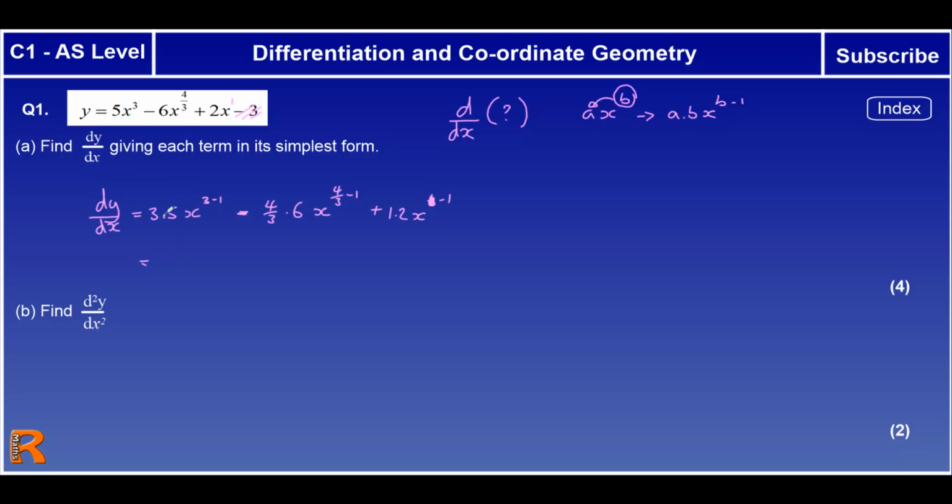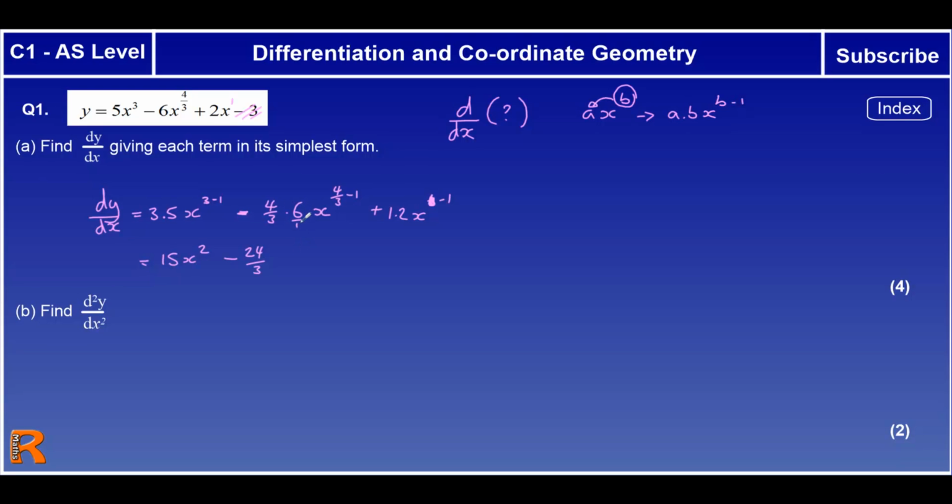3 times 5. Now in A-level maths, I don't know if you realise this, but we often use a dot to represent multiplication. This is not 3.5. This is 3 times 5, which is 15. x to the 3 minus 1 is 2. 4/3 times 6. Well, 4 times 6 is 24. Divided by 3 is 8. So let's put 24 over 3.